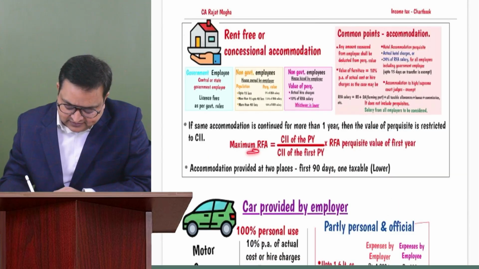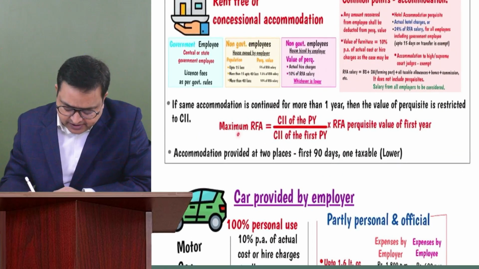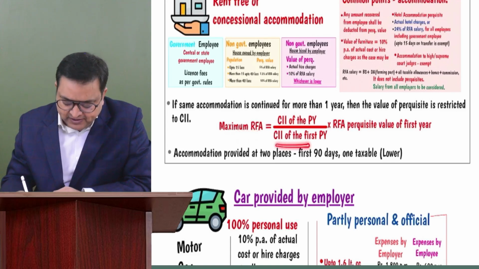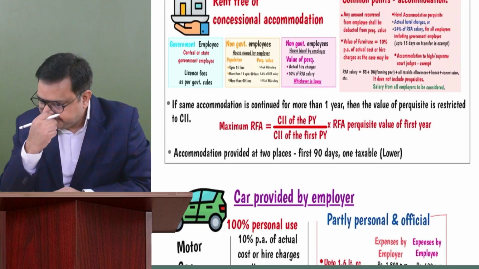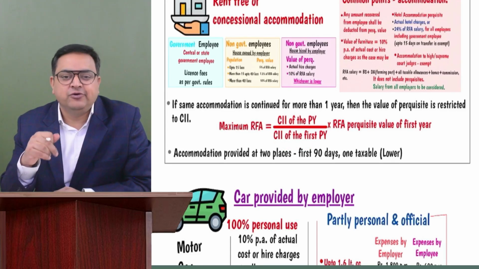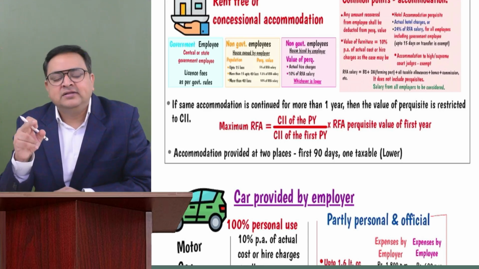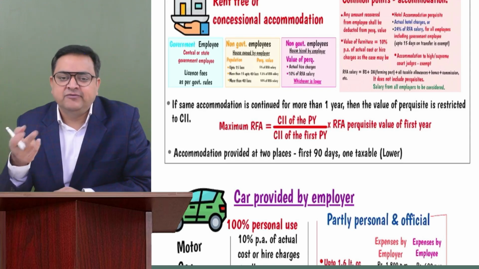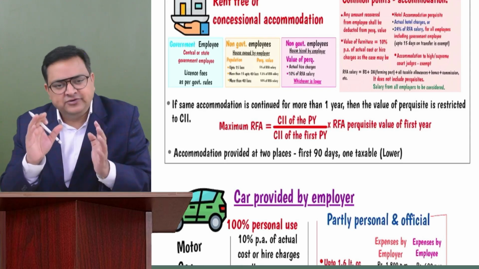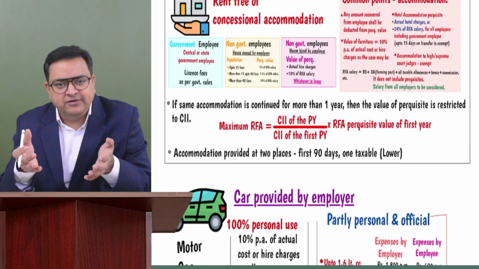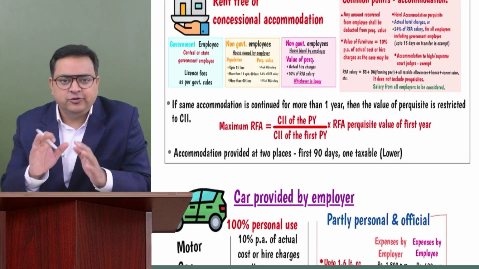Next, this is a little bit of an amendment which has come into force, but it is not applicable for previous year 23-24. Why? Because it will not make any difference. What does it say? It says that the value of RFA should not be more than the indexed value of the RFA where it was received in the first year. So actually the first year is previous year 23-24. It is for subsequent years, so that you can safely leave.